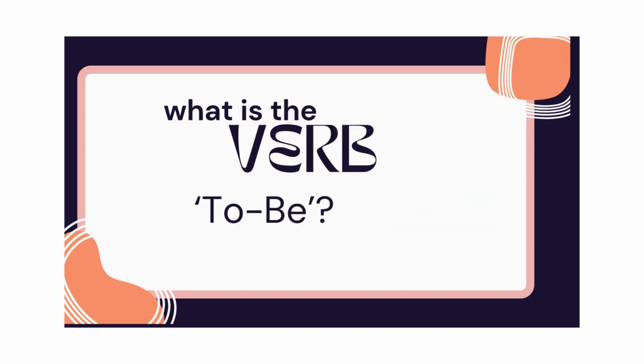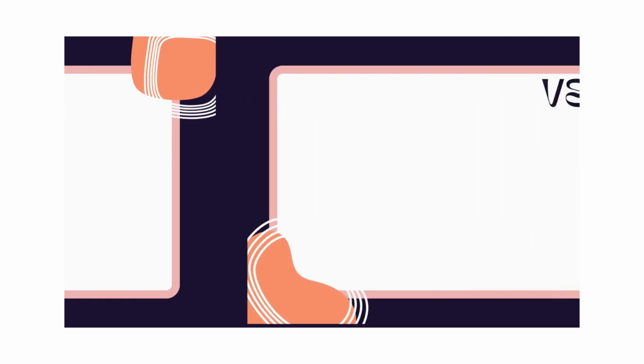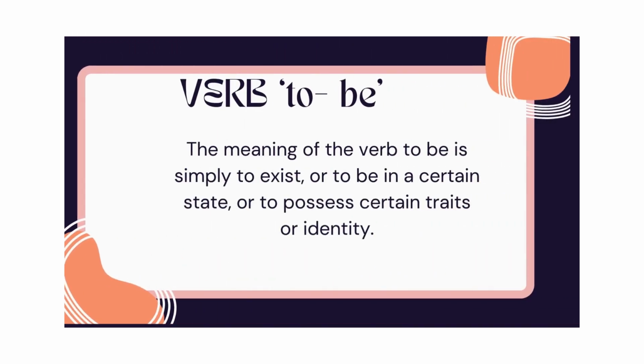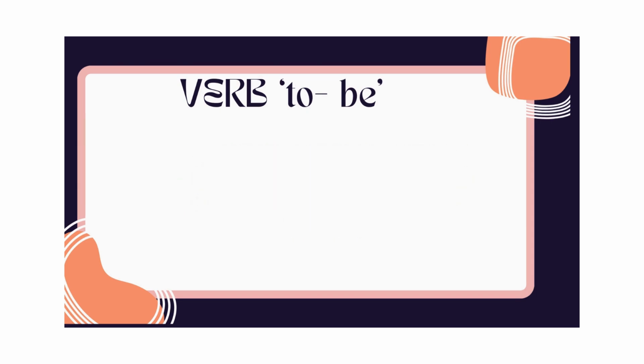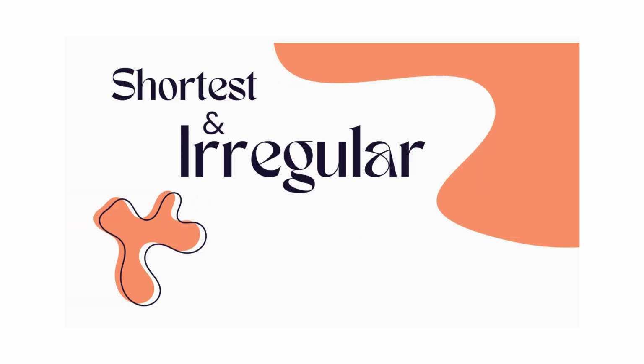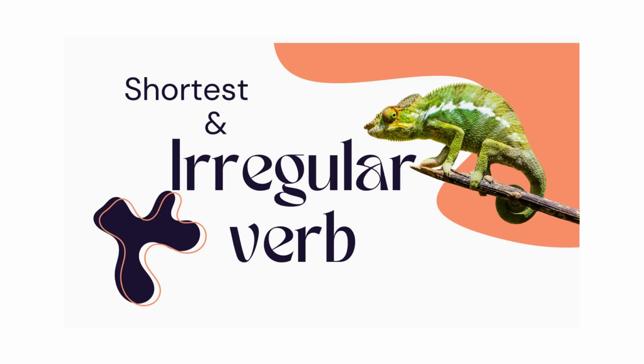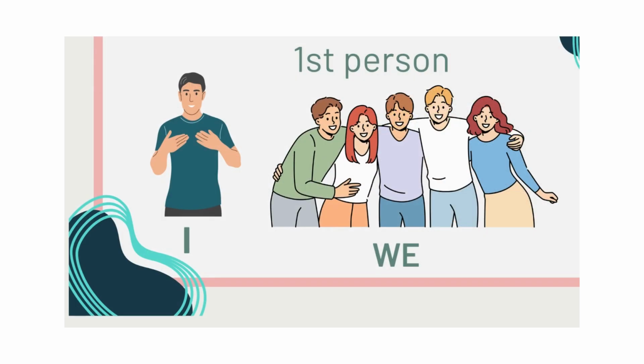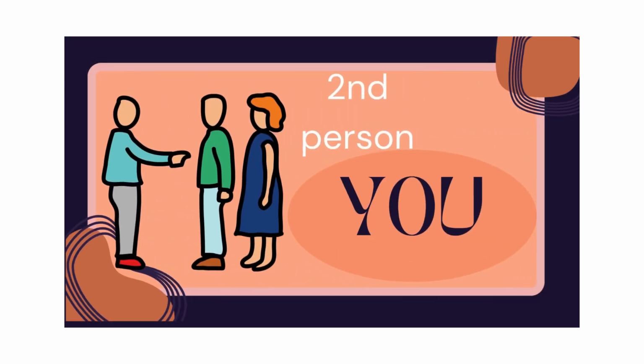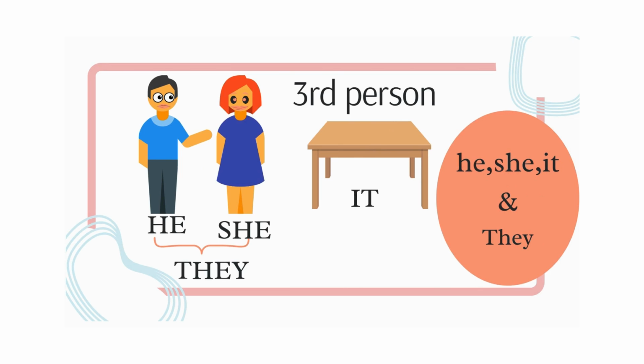What is the verb to be? The meaning of the verb to be is simply to exist, or to be in a certain state, or to possess certain traits. It is one of the shortest verbs in English. It is an irregular verb because it completely changes its form in each tense and in the singular and plural form of the first, second, and third person. It's like the backbone of English sentences.